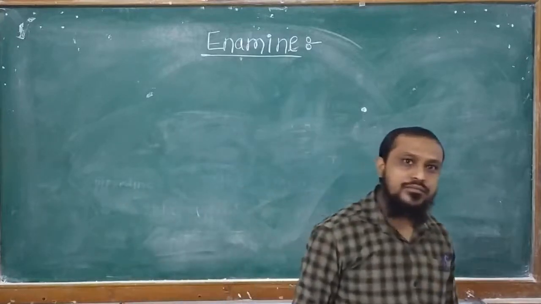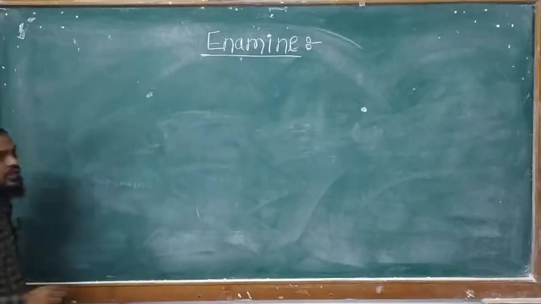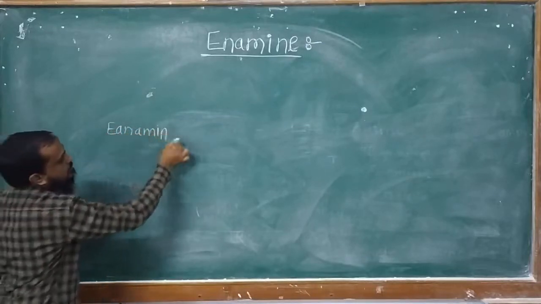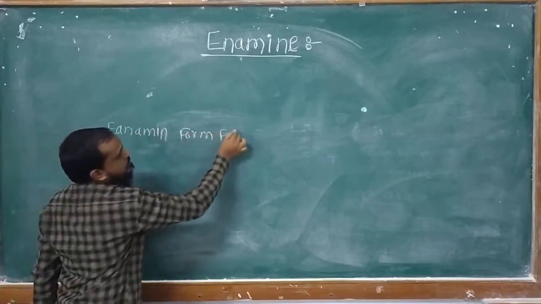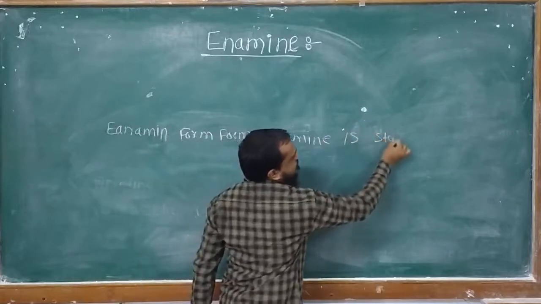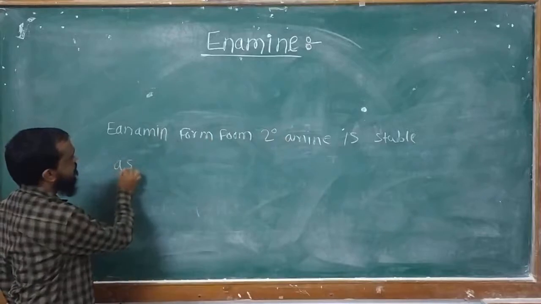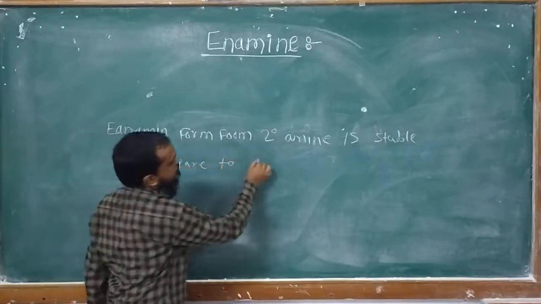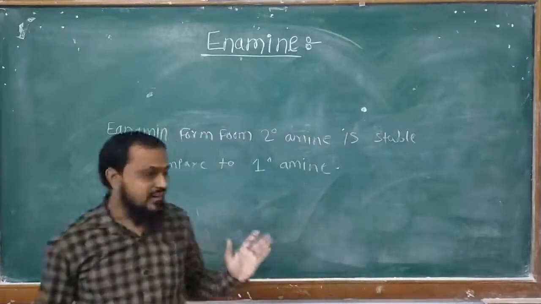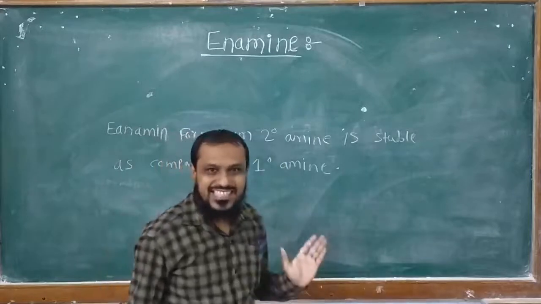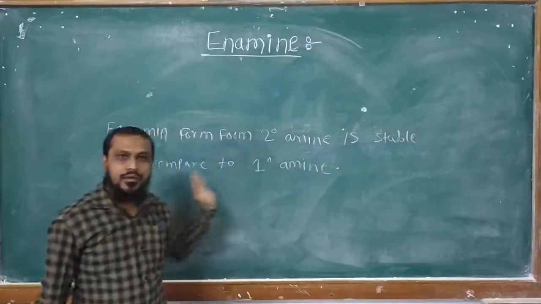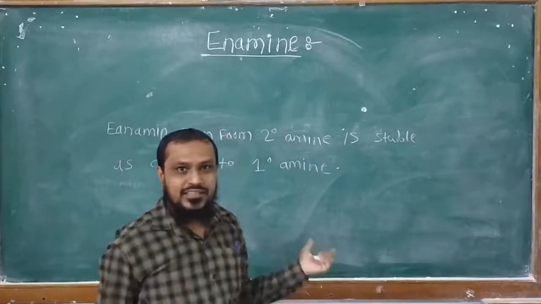The enamine formed from secondary amine will be stable. Okay, enamine formed from secondary amine is stable as compared to primary amine. So in the preparation of enamine generally we use secondary amine instead of primary amine, because enamine prepared from secondary amine is more stable as compared to primary amine. Okay, this is the last point of the enamine.